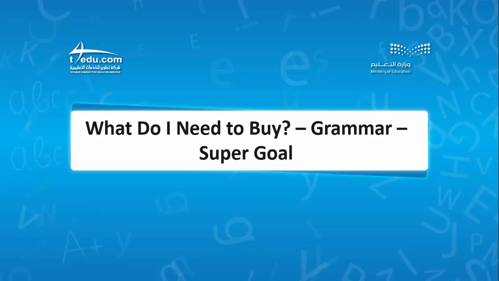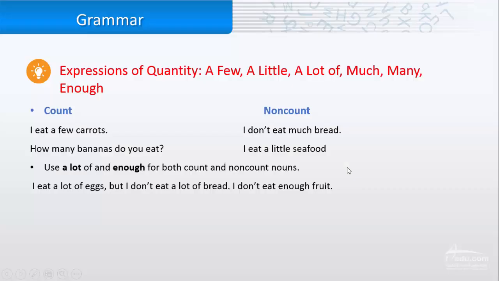So our model for today is "What do I need to buy?" It's grammar from our book Supergal. Let's start with the expressions of quantity: a few, a little, a lot of, much, many, and enough.